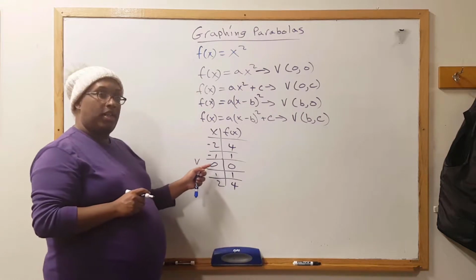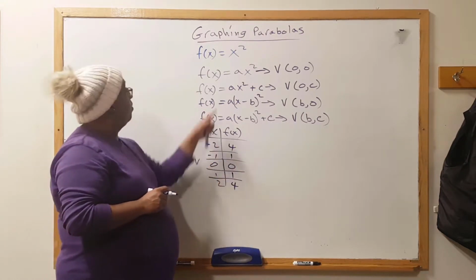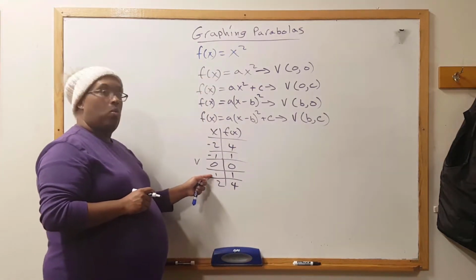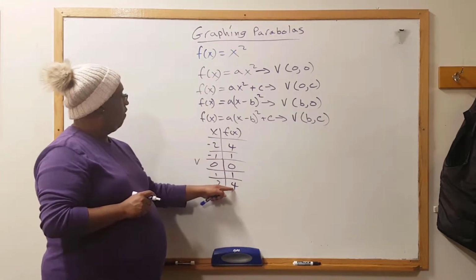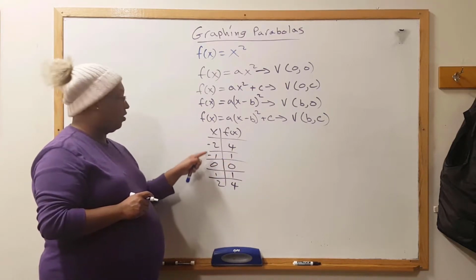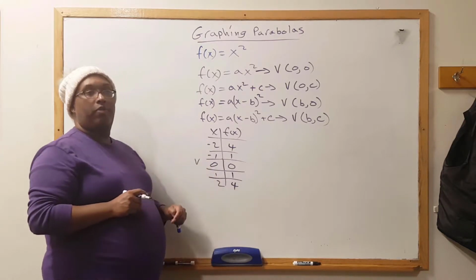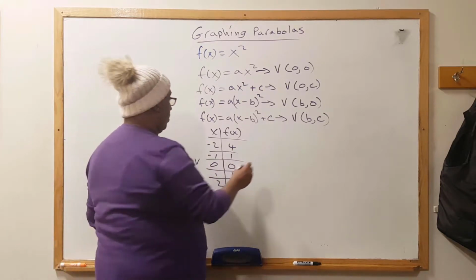So as we can see, the vertex is the turning point where the graph becomes symmetrical. 1 goes with the 1, 4 goes with the 4. So these points are equal distance away from the vertex. Then we can graph this.